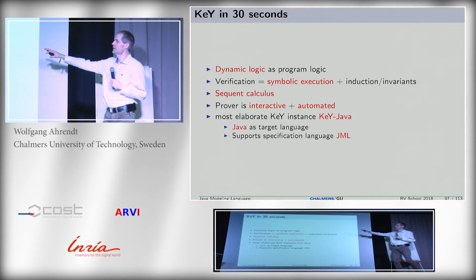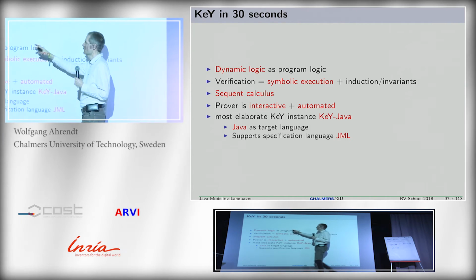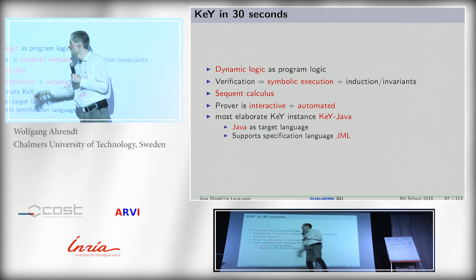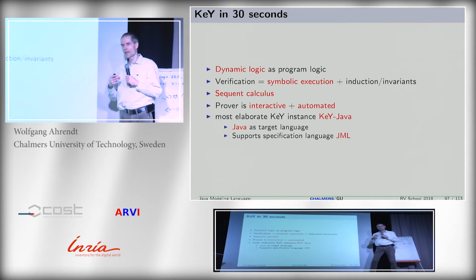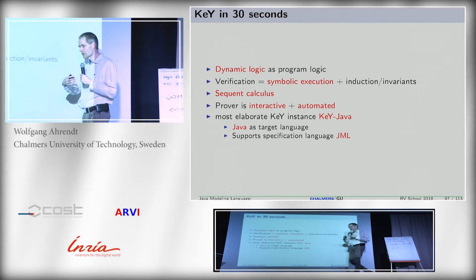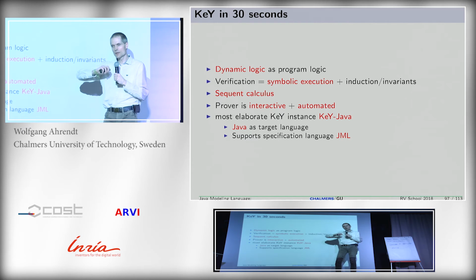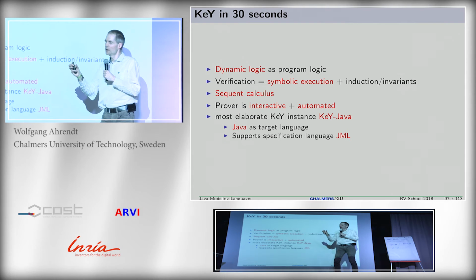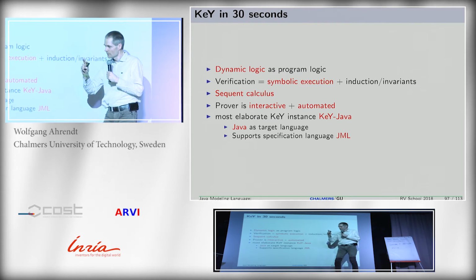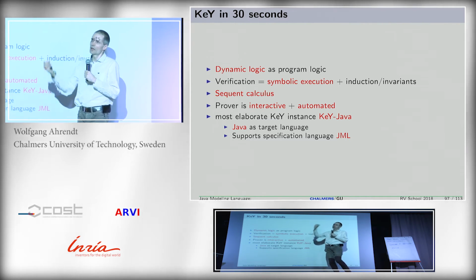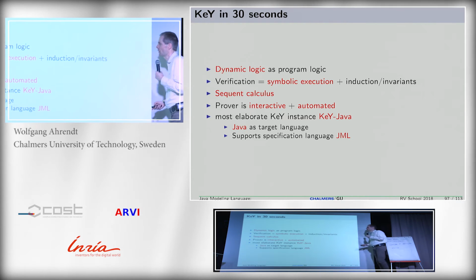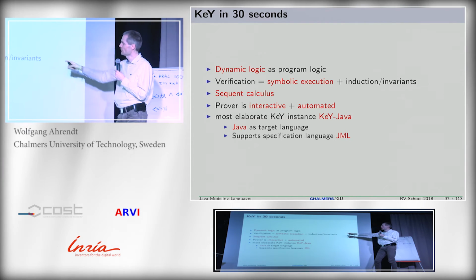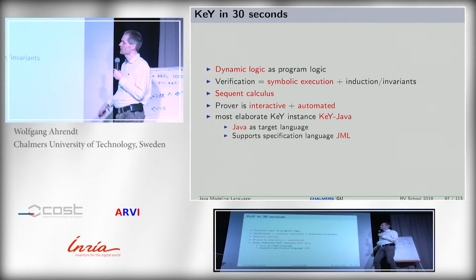In 30 seconds, it uses a certain program logic. The most famous example of a program logic is Hoare logic, but we use a different one. We use dynamic logic. The verification is based on symbolic execution. So the calculus, when the proofs evolve, symbolically executes the program, and computes the substitutions which the program then does on the formulas. Symbolic execution plus induction or invariants for looping stuff or for recursion. The calculus is a sequent calculus.